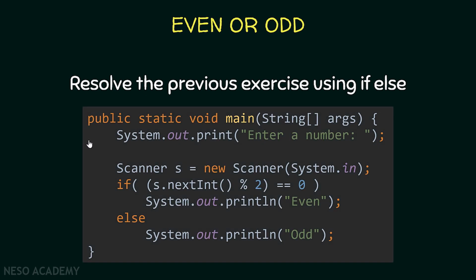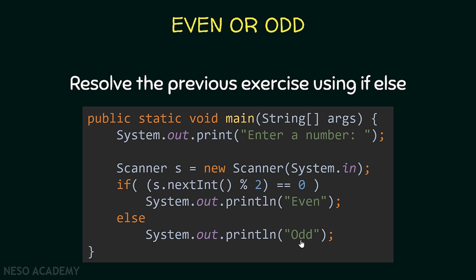So have a look over here. First of all, I'm printing enter a number. After that, I'm creating my scanner object and I'm reading an integer from the user over here. And immediately, I'm using the modulo operator to get the remainder of the division of this number by 2. And after that, I'm testing the result, as you can see, if it is equal to 0. So if this condition is true, this means that the number is an even number. So this statement will be executed. I'm printing even. And if this condition is not true, my else statement will be executed. And in this case, this means that the number is an odd number. So I'm going to print odd, right?